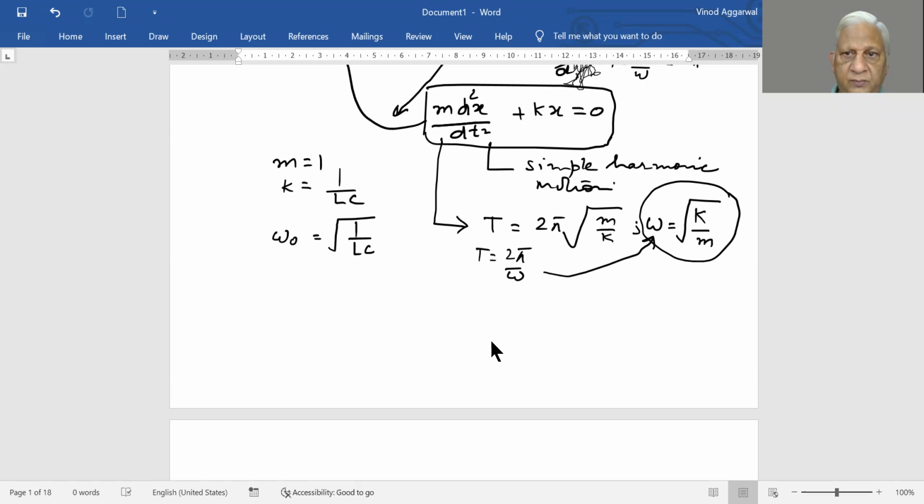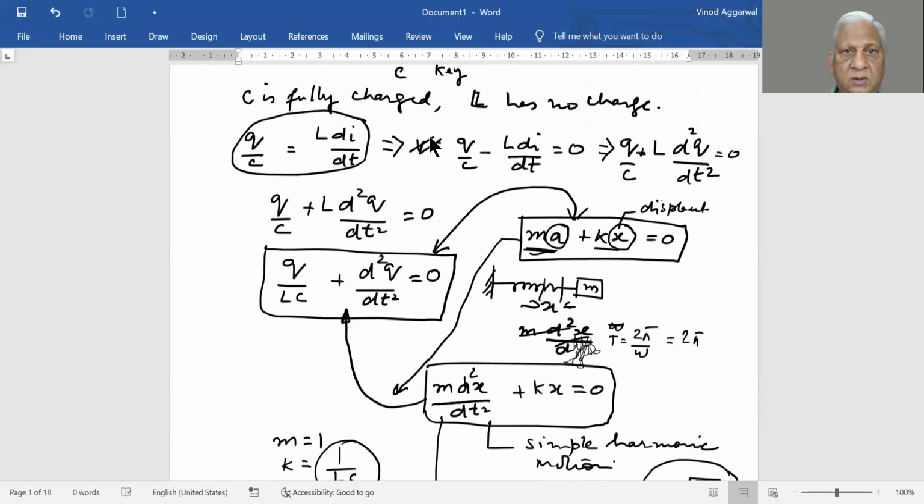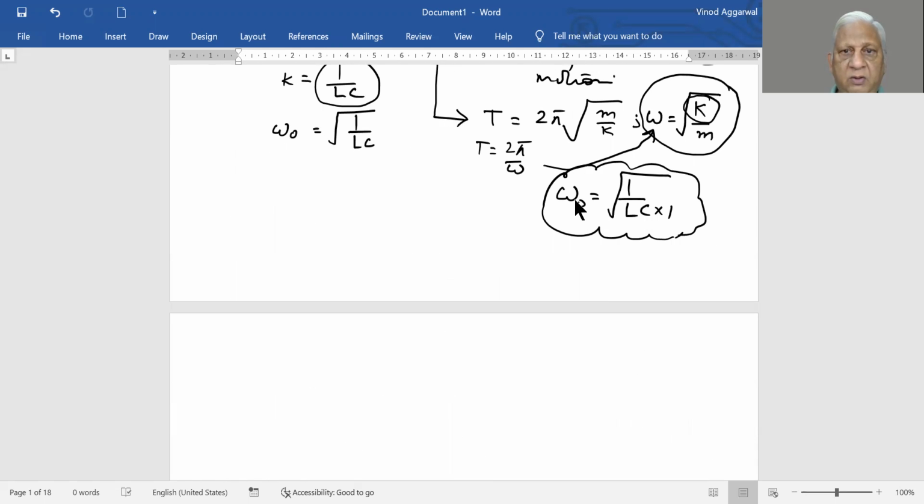And in our case, K was 1 by C, and L was M. So omega is 1 over root LC, M was L. What it means is that this circuit will behave like a simple harmonic motion with angular frequency as omega naught.